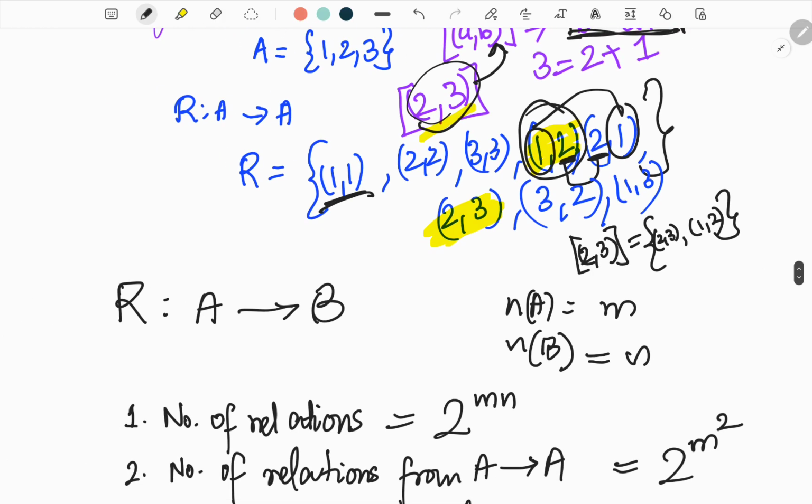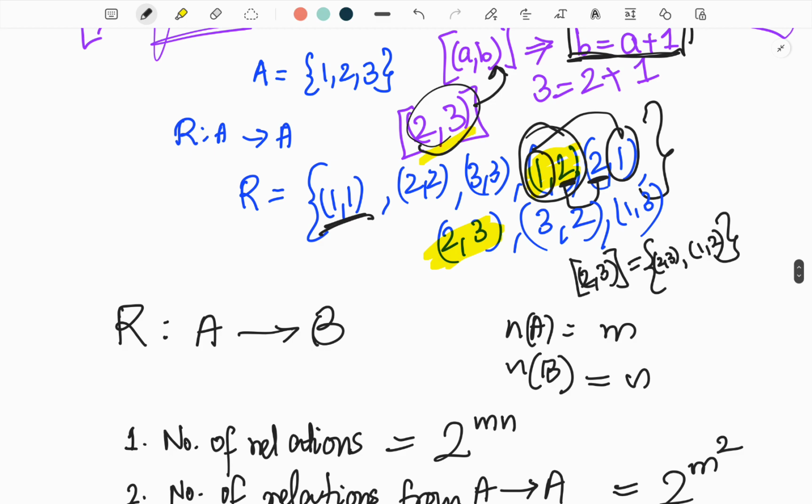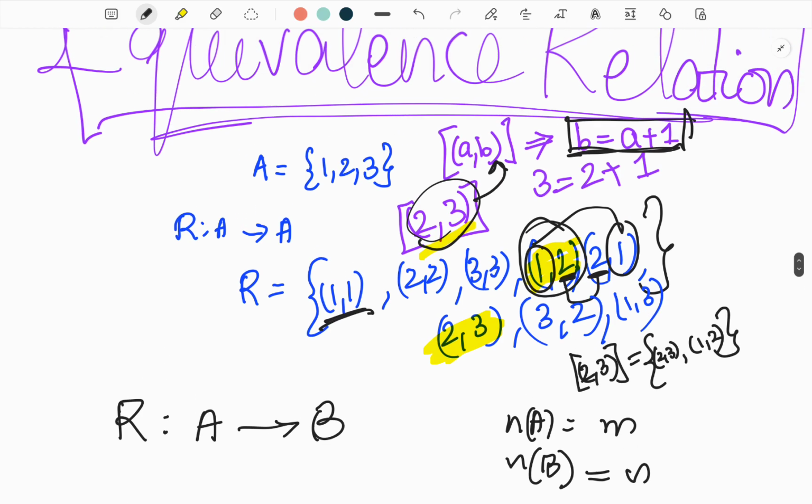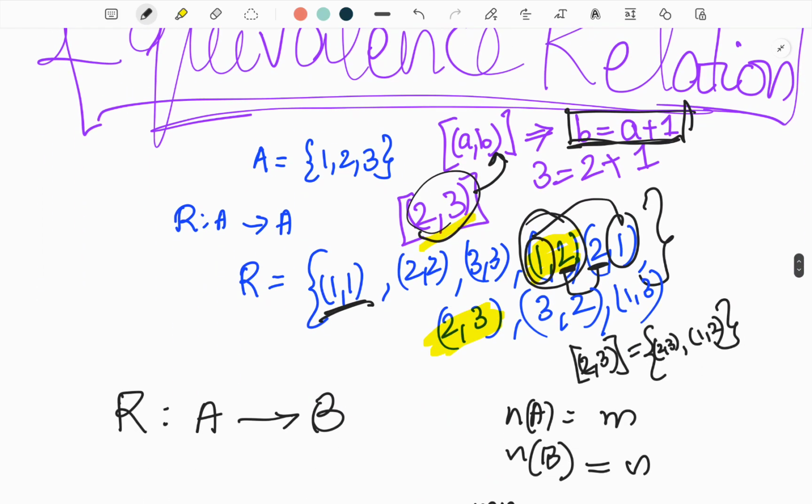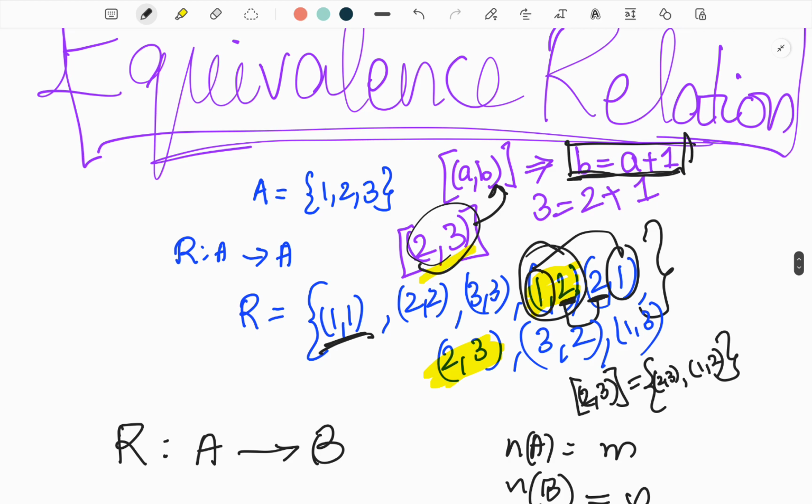So basically we need to see the relation between the image and pre-image of the ordered pair, and all the elements in the relation which satisfy that particular condition you need to include in a separate set, and that set of all the elements satisfying the condition is known as equivalence class. So this is something which you need to work on, because even in the questions they will be asking at the end to find the equivalence class of a particular element.